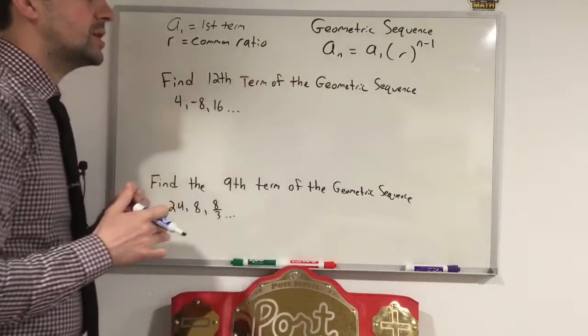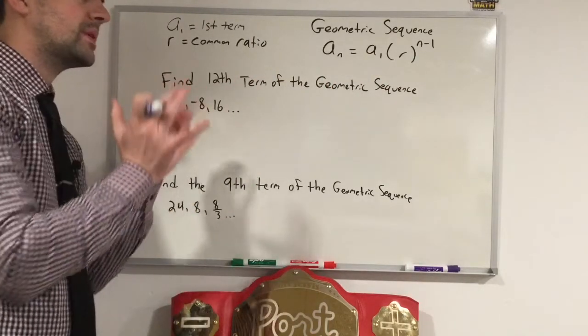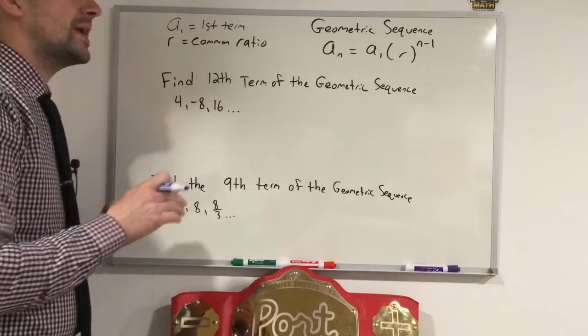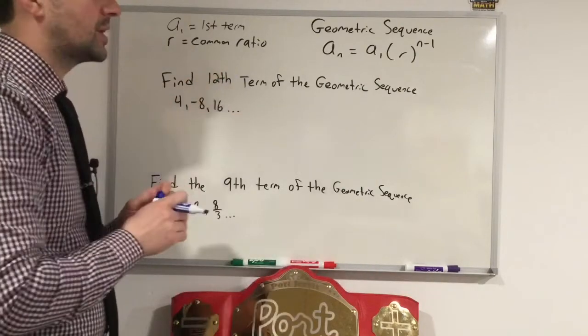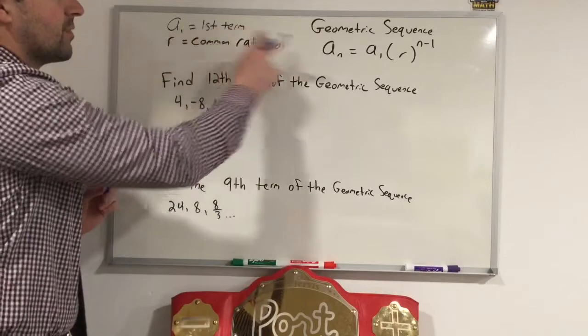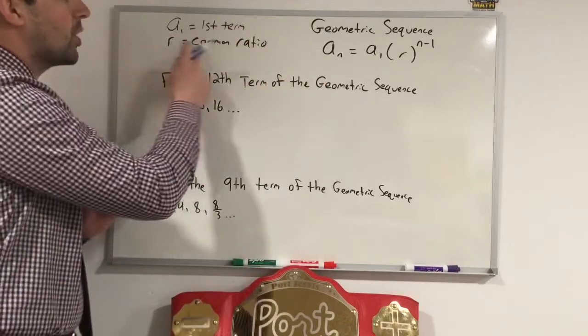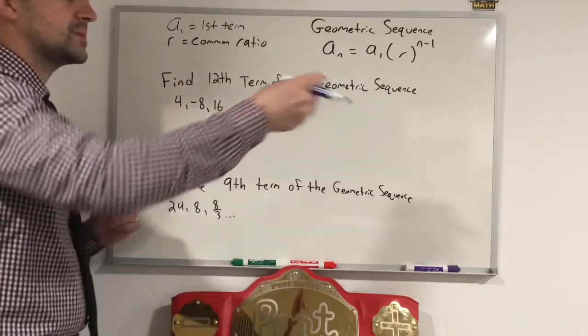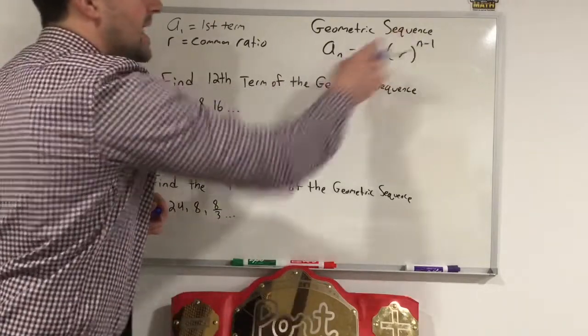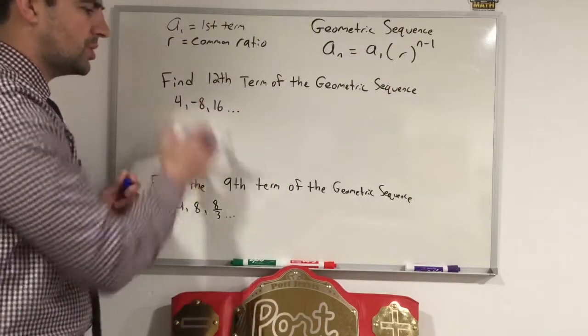A sub n equals a sub 1, parentheses here, r raised to the, so this one does have an exponent here, n minus 1. A sub 1 is my first term, r is my common ratio, the number that's being multiplied each time, and n is my term number. So I'm going to do two examples here.